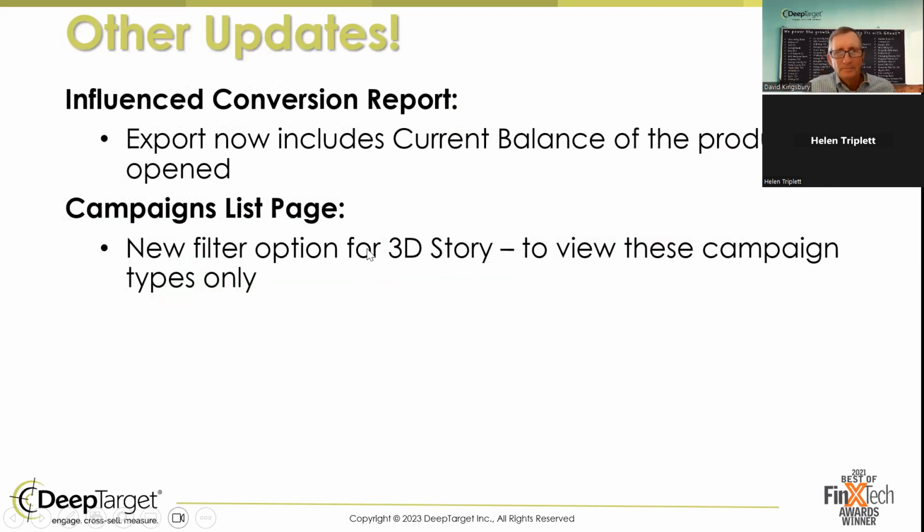Also in the release, we had some customer requests. Some of the ones you saw as part of the dashboard were requested by customers. But also on the influence conversion report, when you export it, you can now see the current balance of the product that was open. We've had some customers asking for that, so that's a default now. You don't have to select it on your gear or anything, it's there.